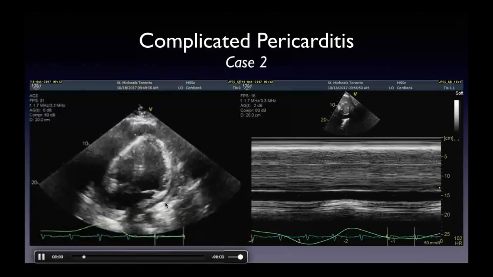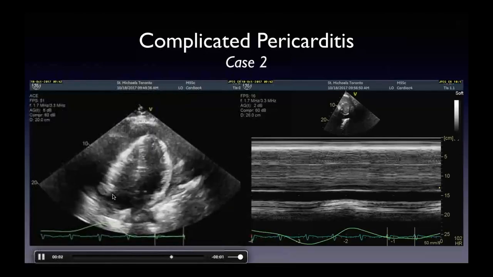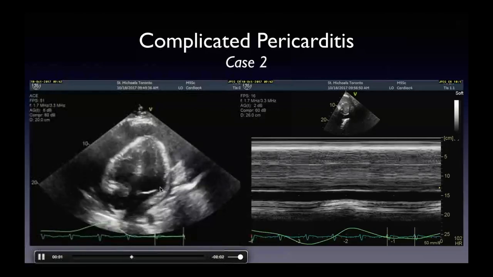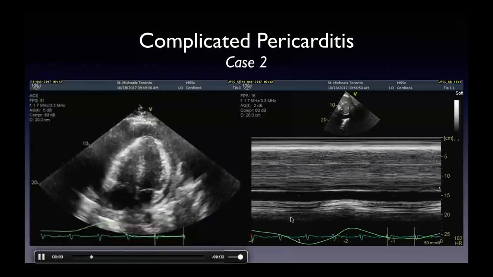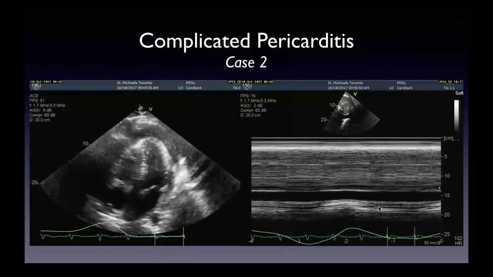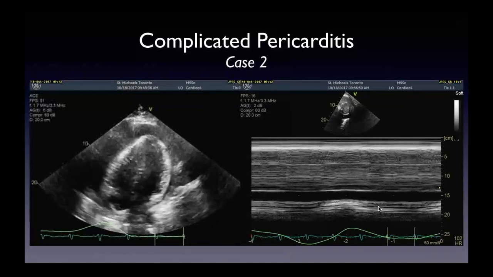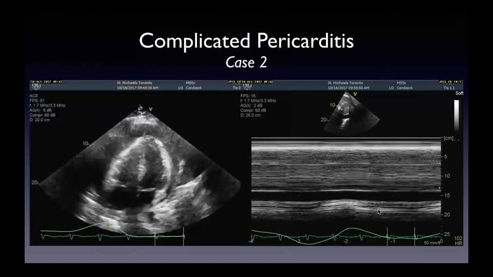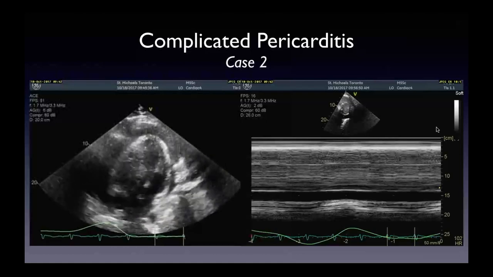It's not as large laterally as well. You don't really see any RV inversion here, at least on the apical four-chamber view. Here's an M-mode of the IVC showing a dilated IVC that does not collapse with inspiration. So I think overall there are signs of tamponade physiology in this patient.